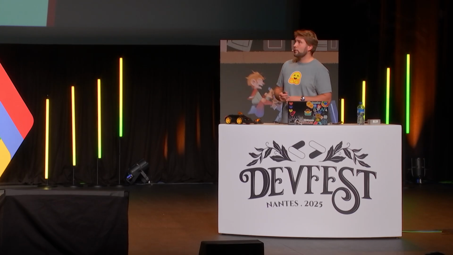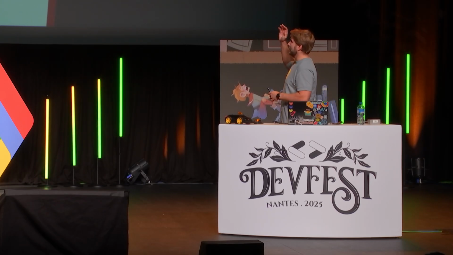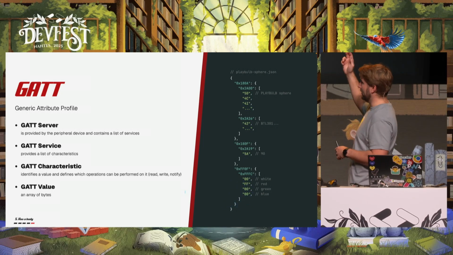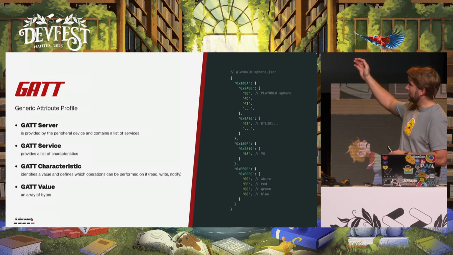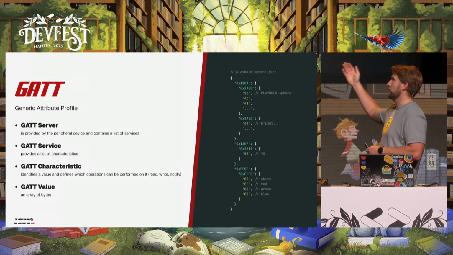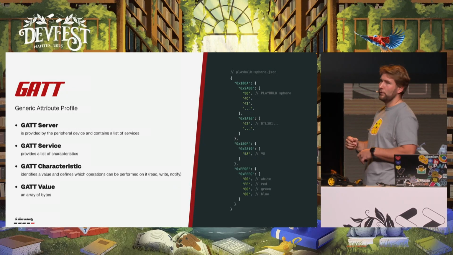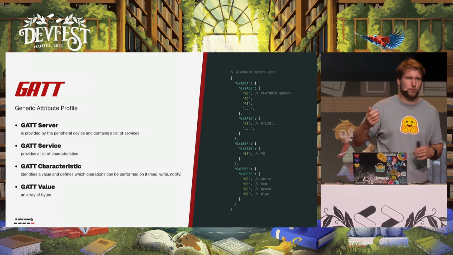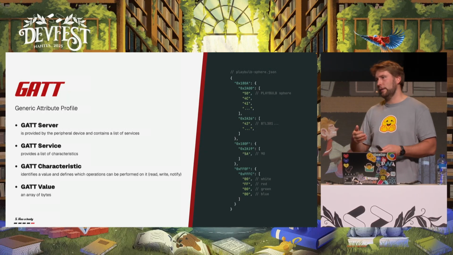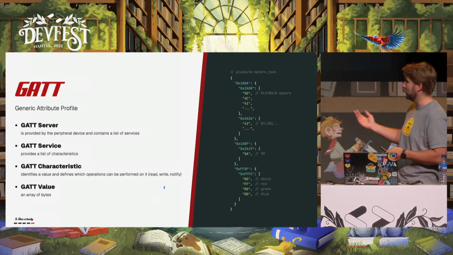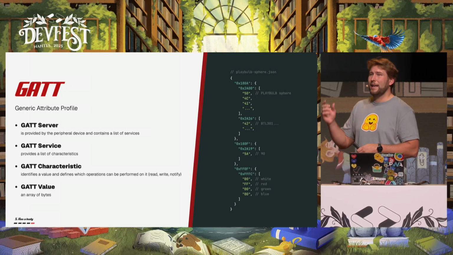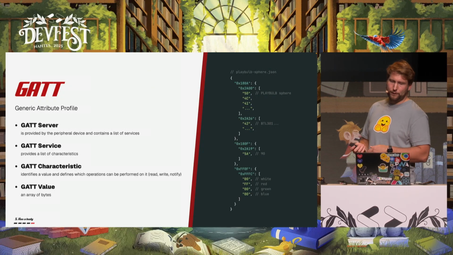So the way Bluetooth works is pretty simple. We have a so-called generic attribute profile that has a GATT server. The server contains a list of services. Each service has a list of characteristics, and then each characteristic defines what operations can be performed on a value. So I can, for example, read a value. I can sometimes write a value, and I can also be notified when a value changes. And then we have values, and those are just arrays of bytes.